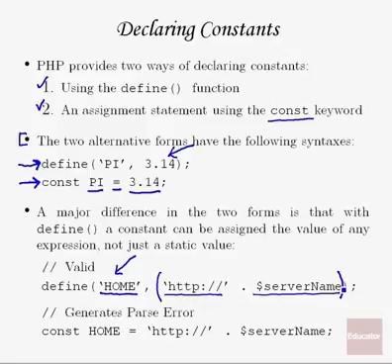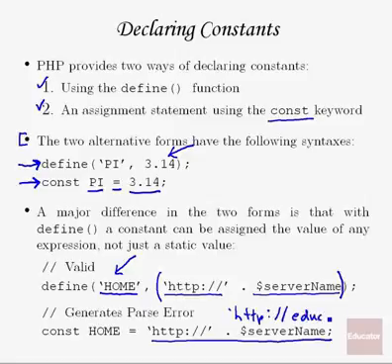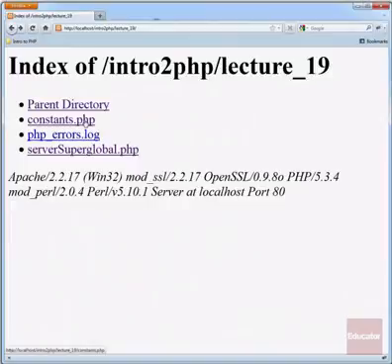Now, you can't do this with the const assignment version. If we tried to do it down here in the same way, it would generate a parse error because using the const assignment method, basically you can only assign static values. So we would actually have to hard code it as like HTTP. So that makes the define function in ways a lot more useful, and it's mostly what we're going to be using in this course. So let's take a look at a file called constants.php.